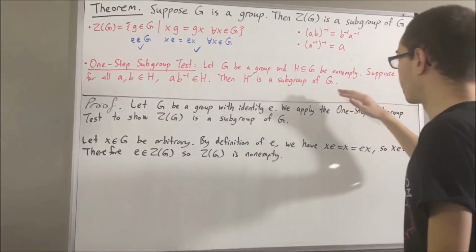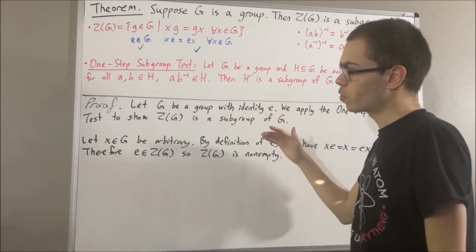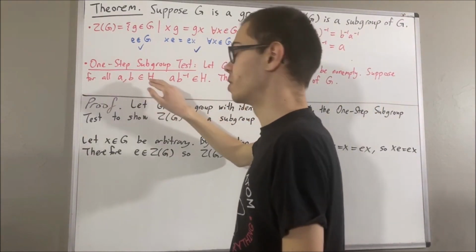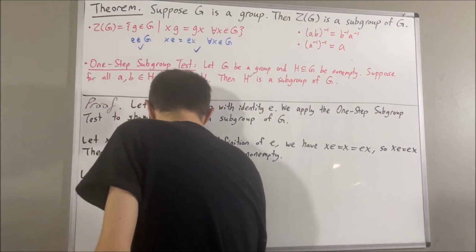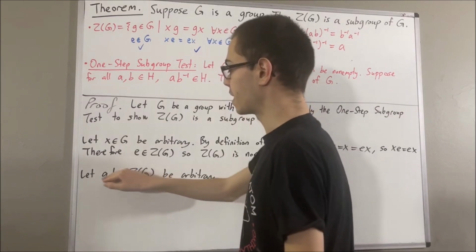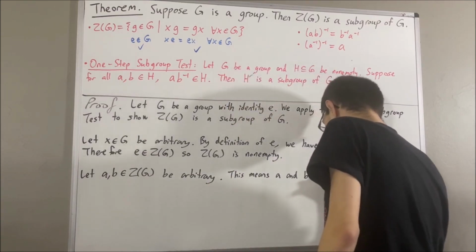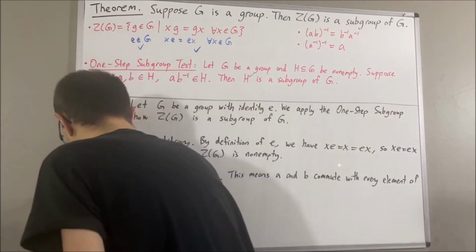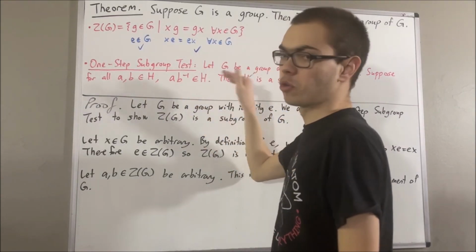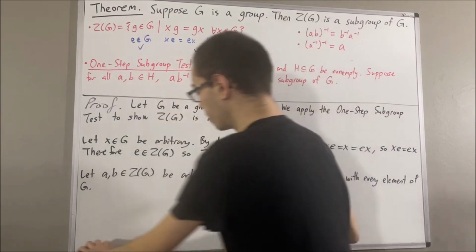So now we want to verify that this condition is true for the center of G. And to prove that, let's give ourselves two arbitrary elements, a and b, which belong to the center of G. Now, since a and b belong to the center of G, this means that a and b commute with every element of G. Now, the whole goal is to show that a times the inverse of b is an element of the center of G. And to show that, let's take g to be a times the inverse of b.